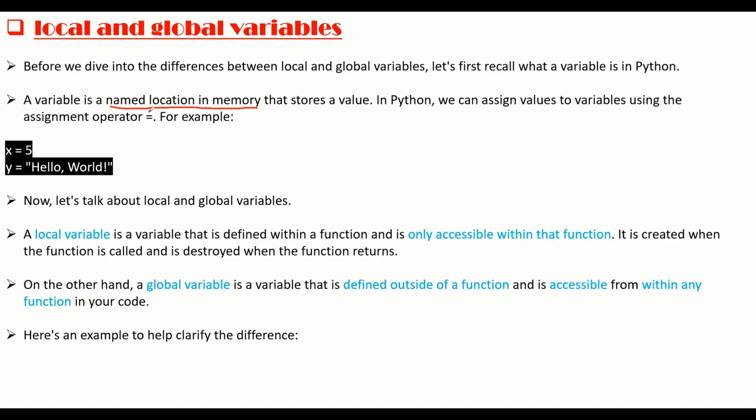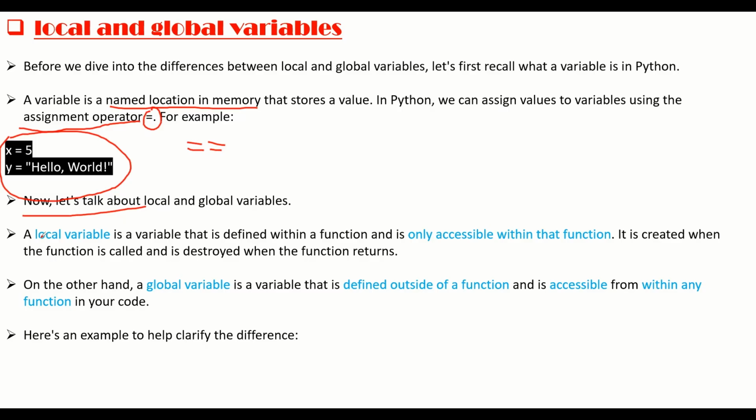For example, please remember this is called the assignment operator, and the double equal to symbol is called the equal to operator. For example, x equal to 5 and y equal to hello world. So this is our variable. Now let's talk about local and global variable.